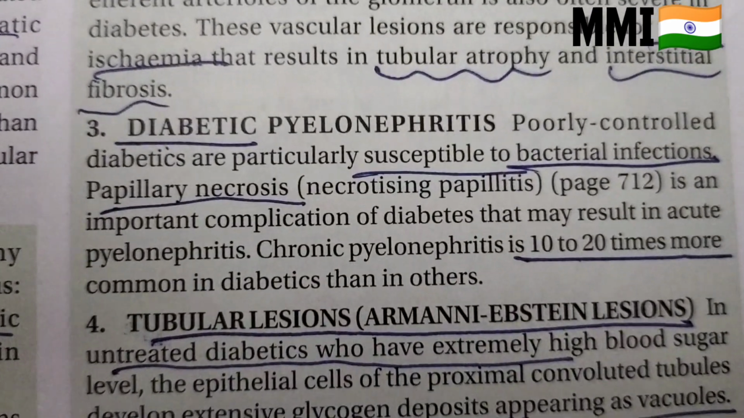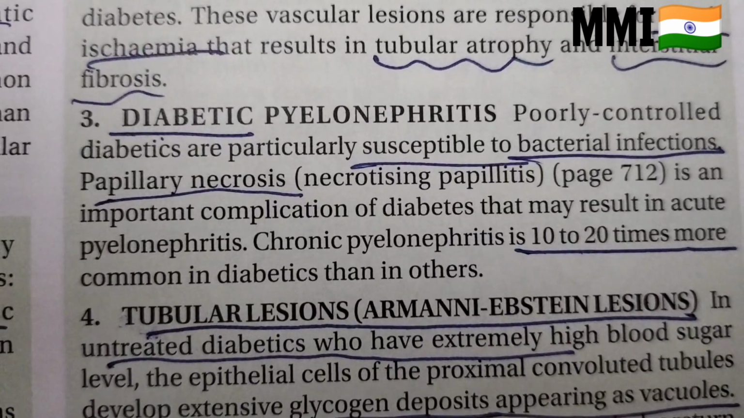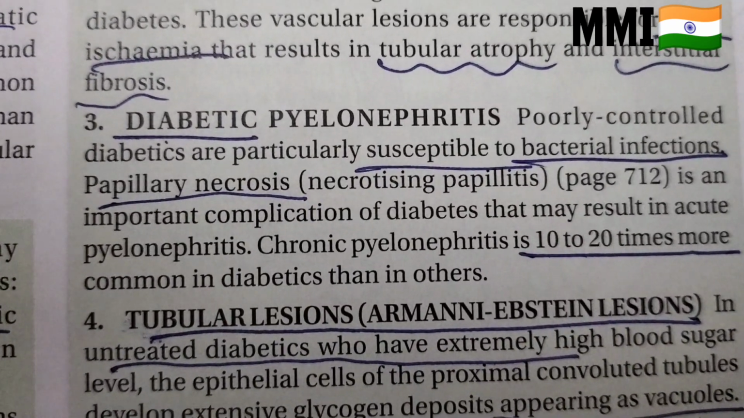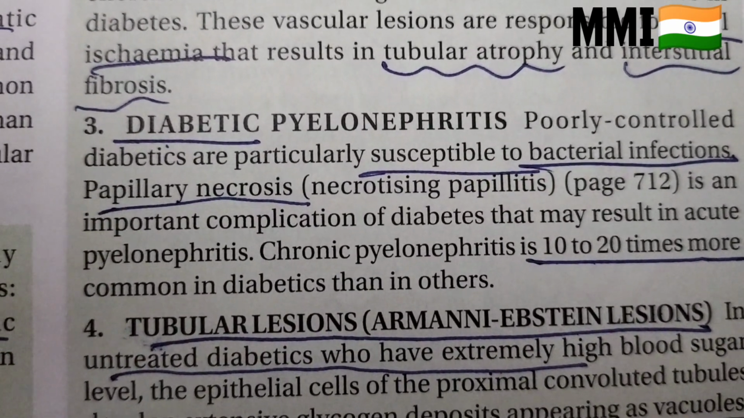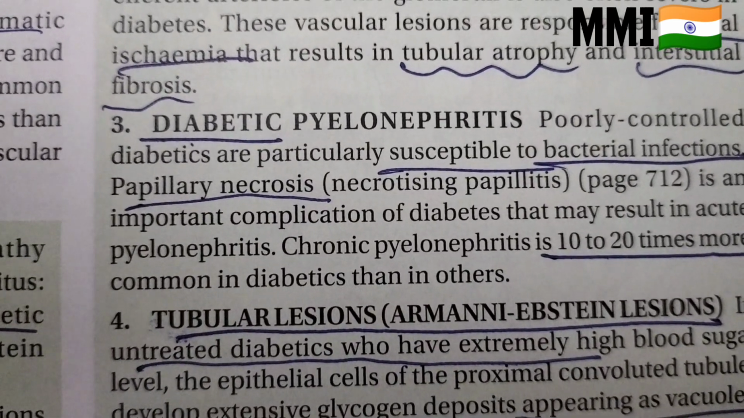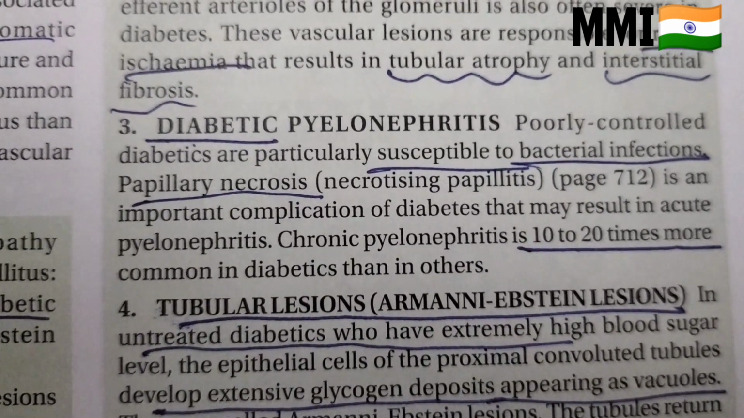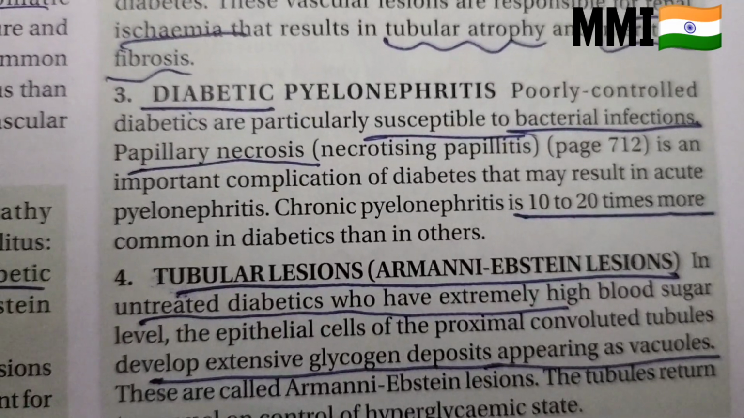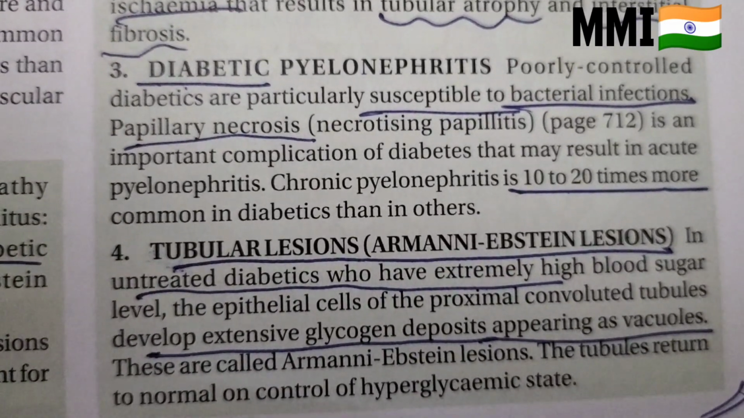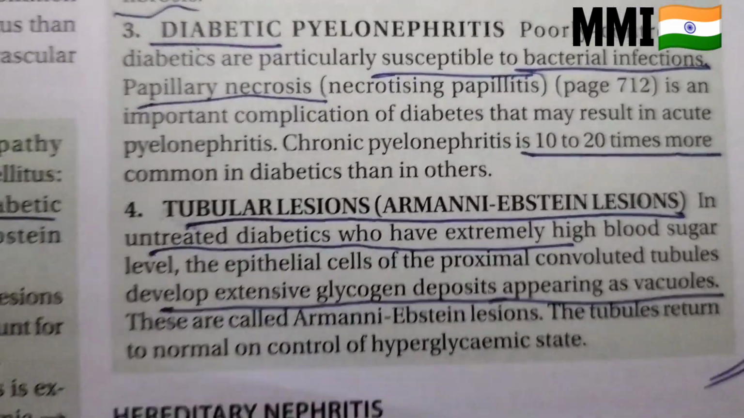Next is diabetic pyelonephritis. It is nothing but inflammation because of bacterial infections. There is papillary necrosis or necrotizing papillitis, an important complication of diabetes, and it is 10 to 20 times more common in diabetics than in others.